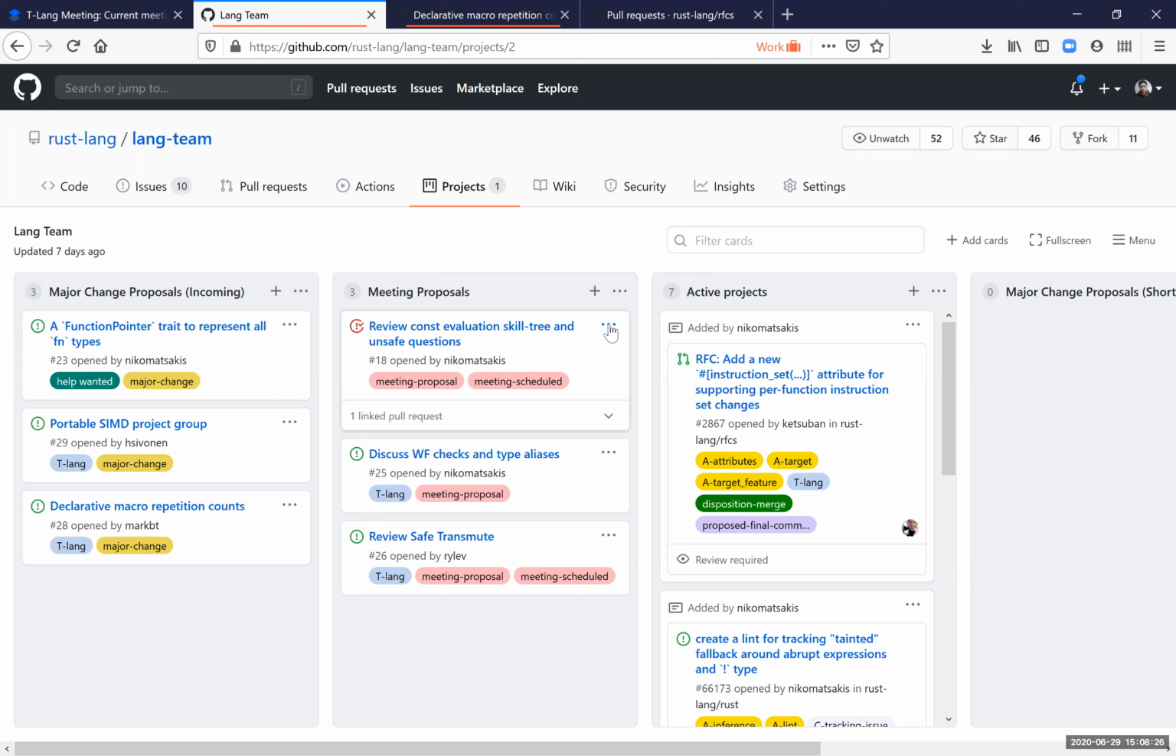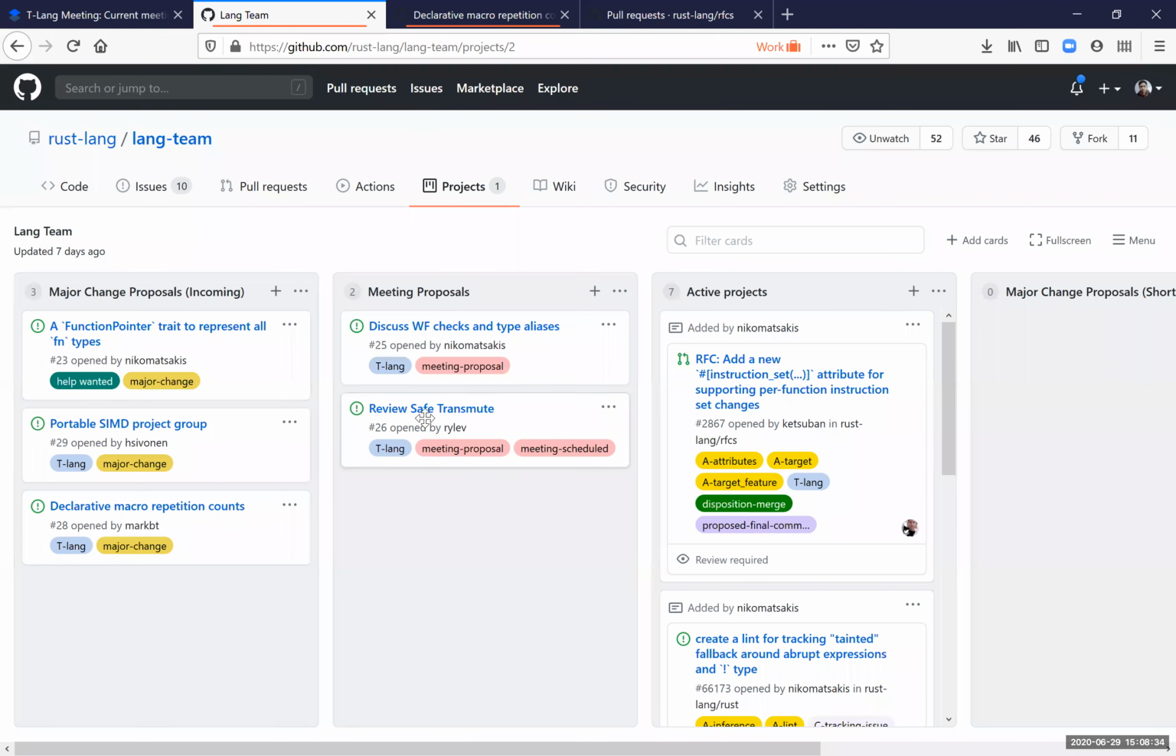Meeting proposals. So we had this meeting. I uploaded the video. It seemed like it was productive. I'm going to archive it. These are our two current meeting proposals. There's review safe transmute scheduled for this week, and this one which we haven't scheduled. So I'll take it to Zulip, I guess, but if anyone has any thoughts of other things they'd like to discuss with the team, they should file an issue, and we should schedule the next couple of weeks.